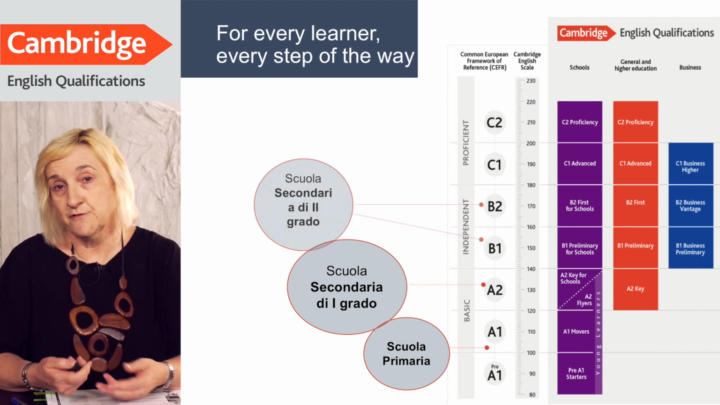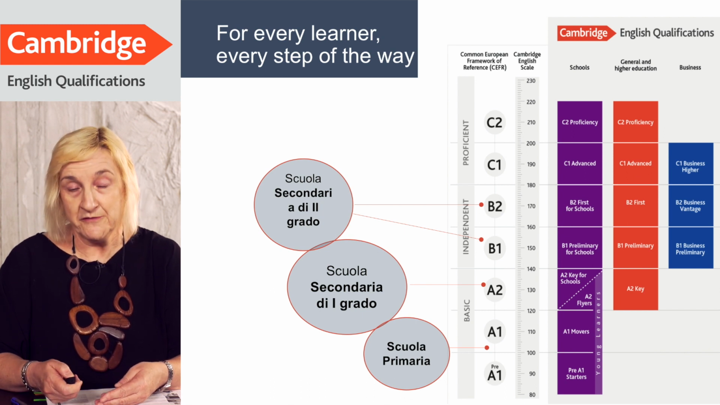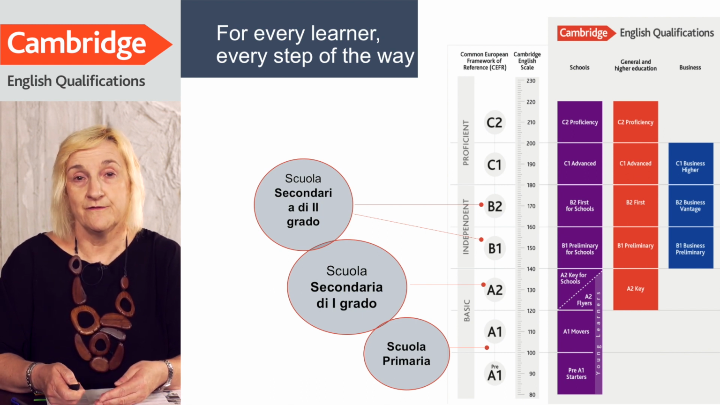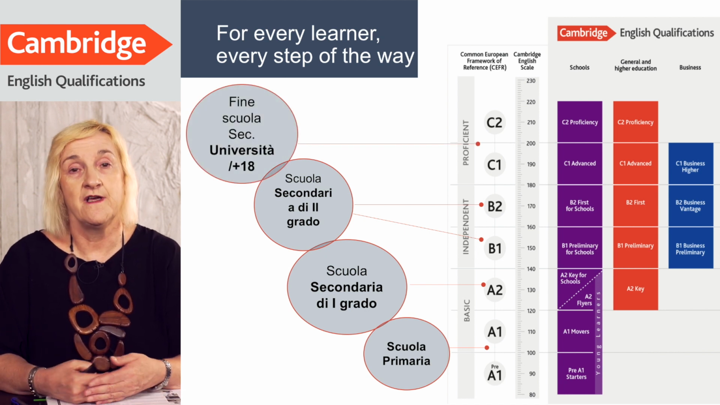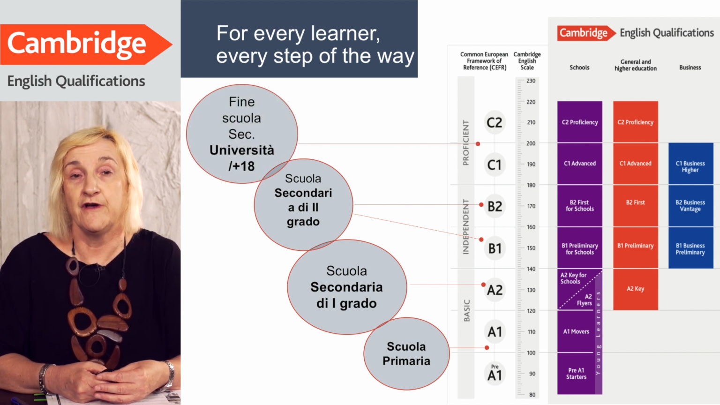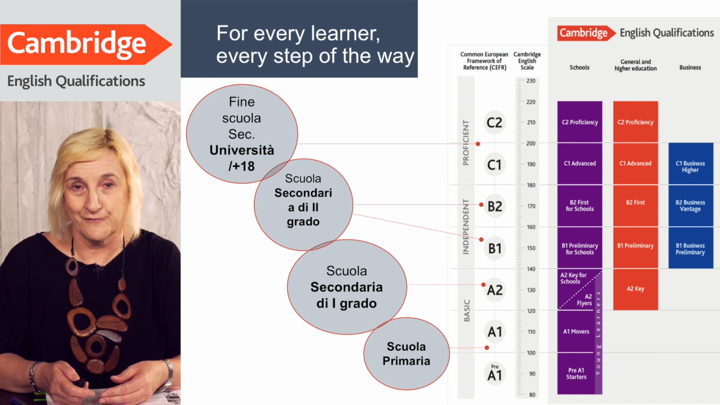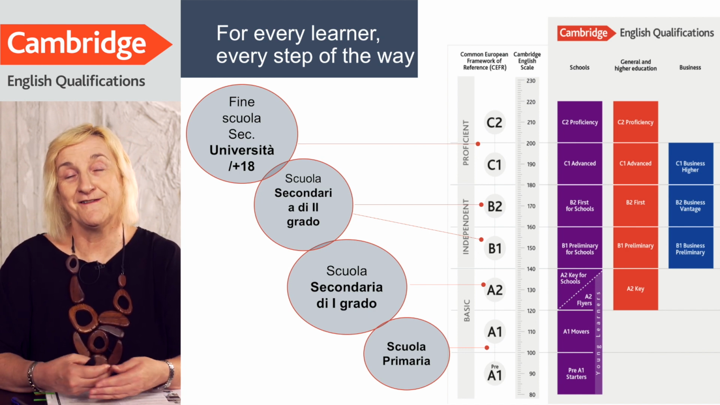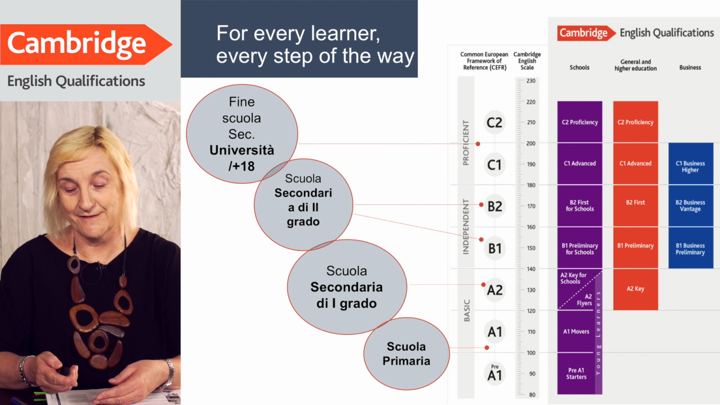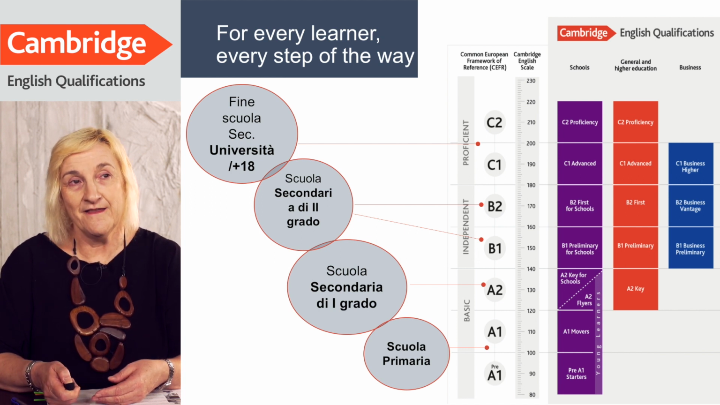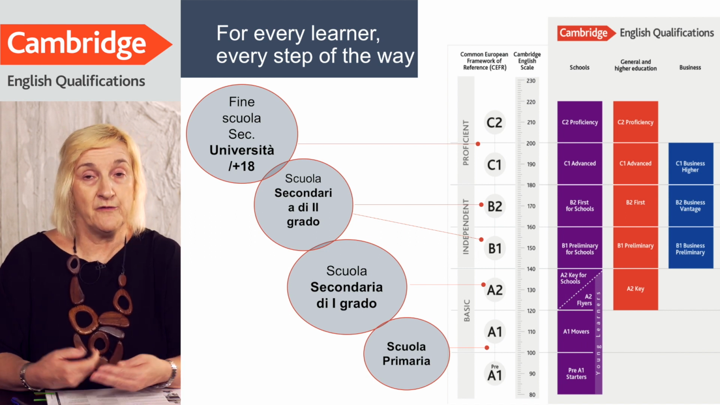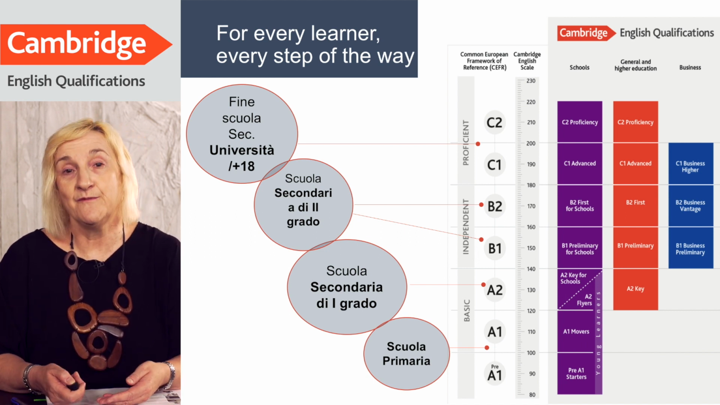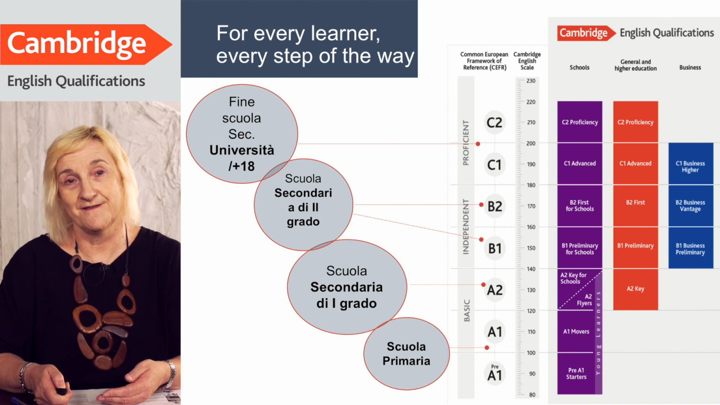In the Scuola Secondaria, you can have a look at B1 and B2. So we have B1 preliminary for schools, and we have B2 first, and B2 first for schools. And you can hear about those exams in another session if you'd like some more information. And then at the top, we look at going to university, and we have also B1 preliminary and B2 first, and potentially C1 advanced.